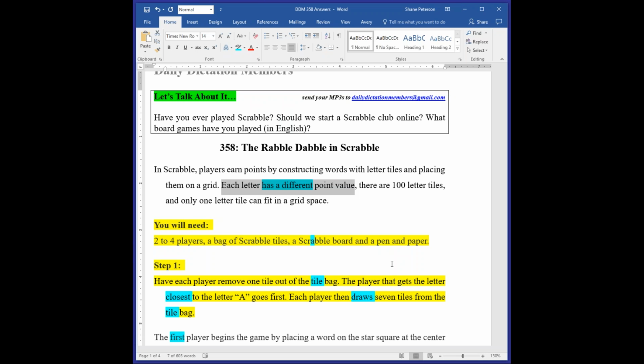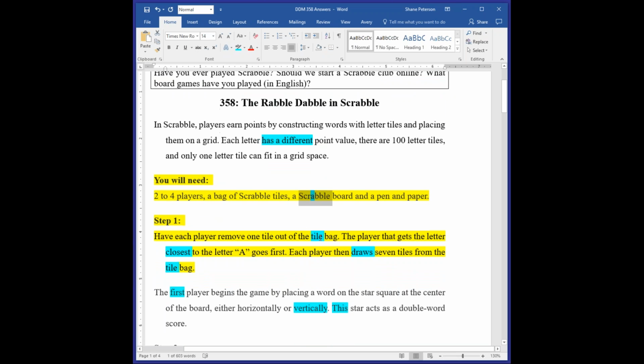Each letter has a different point value. Perfect. Great job. Thank you, sir. Paolo, Sydney, mute your mic, please. Guria, this word. Scrabble. Good. Do you play Scrabble? No, but I wish. Try the next word.